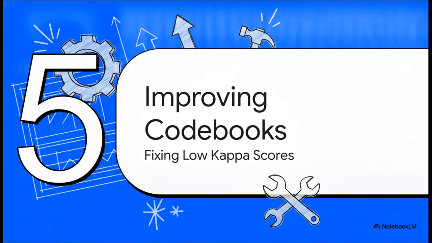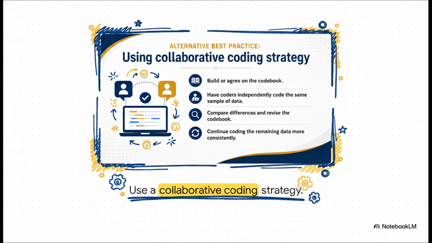Which brings us to Section 5, improving your codebook. And this brilliantly illustrates the fix. It's an alternative best practice for ensuring reliability right from the jump, called the collaborative coding strategy. Basically, don't just dive headfirst into the deep end. First, you build or agree on your codebook. Then, both coders independently code the exact same small sample of data. After that, you compare your differences, revise your codebook, and only then do you continue coding the rest of the data with that much improved consistency.